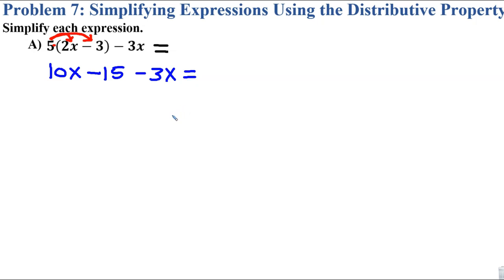Once you've used that distributive property, you're back to the simpler question we started off with a few examples ago. Now I can just combine like terms. 10x minus 3x would be a 7x. So I can finish this off by writing 7x minus 15, for my final simplified answer. Part B is another example of using the distributive property. I want you to take a minute, pause the video, run through that example, and check your answer before you move on.